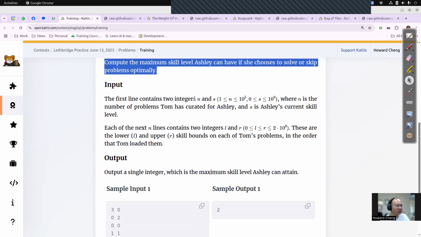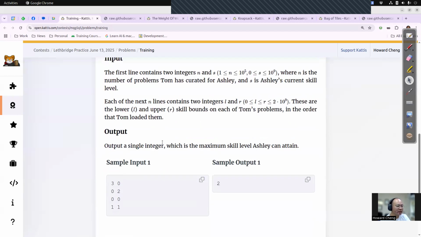So the first line contains two integers, n and s. N is the number of problems. S is the current skill level. Each of the next n lines contains two integers, L and R, that are between 0 and 2 billion, and these are the lower and upper bounds for the skill levels of that problem. And output a single integer, which is the maximum skill level that Ashley can attain. Okay, so everything fits inside roughly 2 billion, so a normal 32-bit integer will work. That's not an issue.